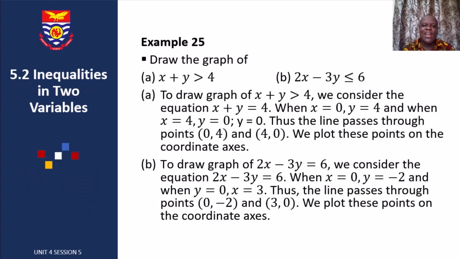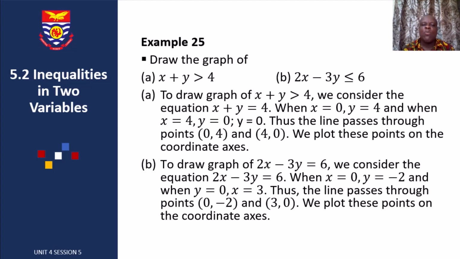Let's learn how to draw the graphs of these inequalities. So we will draw the graph of A, x plus y greater than 4, and B, 2x minus 3y less than or equal to 6. Now, to draw the graph, we will first change the inequalities into equations. Then with 2 points, we can draw a line. So we will use the intercept method.